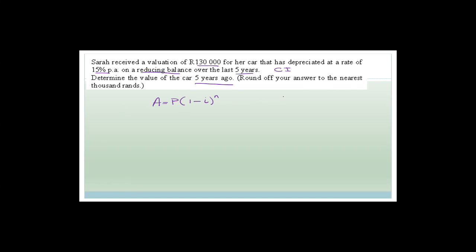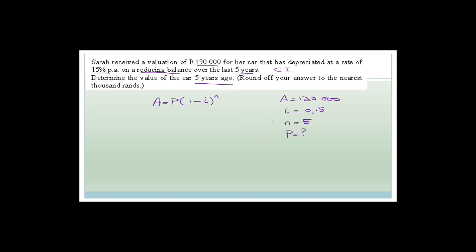But you've been given the following information. You have the amount that you would get out now, which is 130,000. You have the I. It is 15%, but remember that it is with a decimal, so it's 0.15. You have the N, which is 5 years, and it's compounded per annum, so that's great. You just have to leave the 5 years. And what do we want? We want the principal. We want to know how much the car actually cost her.